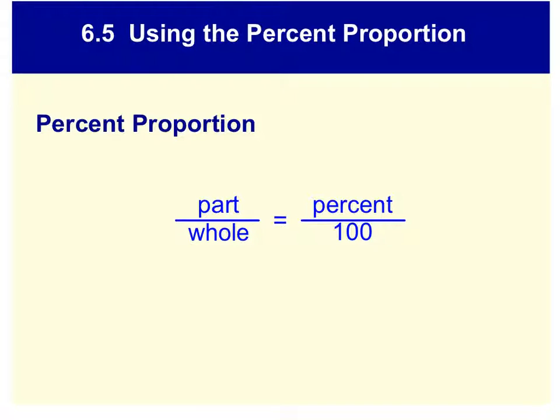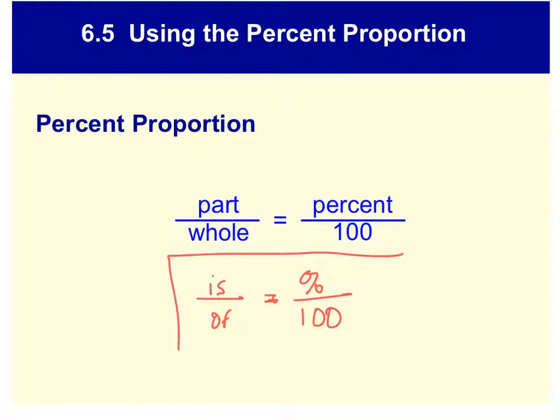Another way to write it, part over whole, maybe you've seen this. It's is over of equals percent over 100. So this is the one, it's kind of the shortcut version. That's the one that we remember and we use with all of these problems. So we basically have an example, we set up a proportion, and then we can solve for the missing piece. So let's look at some examples so you can see what types of problems we're looking at here.